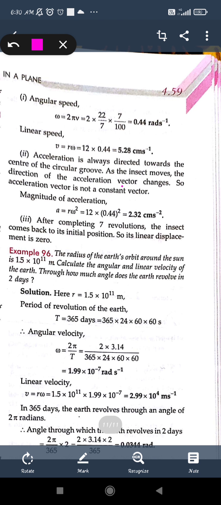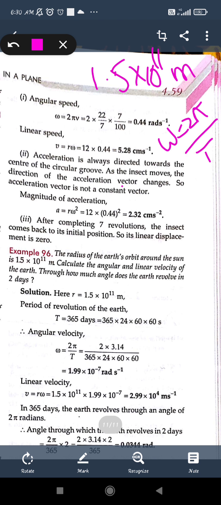Now see the next question. The radius of the earth's orbit is given as 1.5 into 10 to the power 11 meter. It is asked to find the angular velocity of the earth as well as the linear velocity. So again omega is equal to 2 pi by T or 2 pi nu, but here nu is not given.